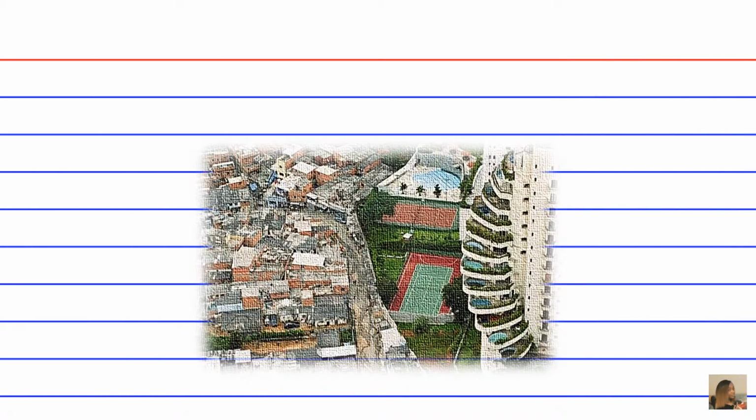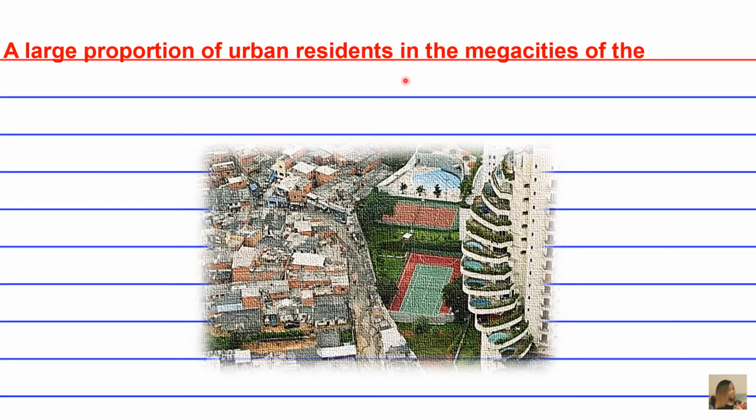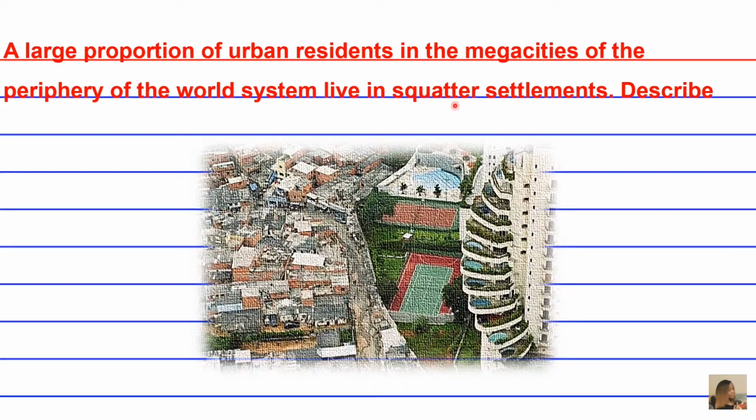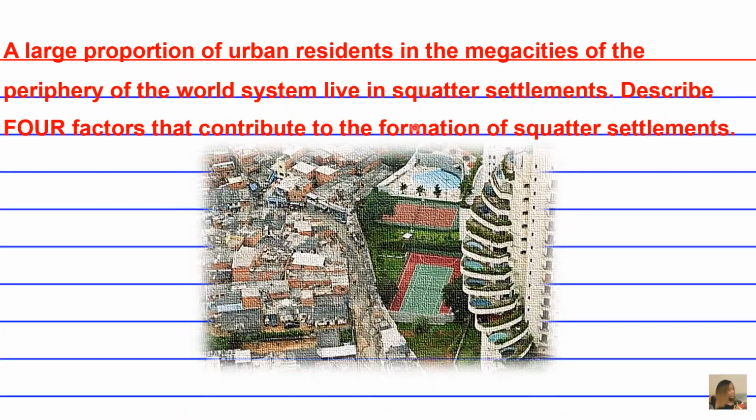All right, so a large portion of urban residents in the megacities of the periphery of the world system live in squatter settlements. The task you have to perform in this question is to basically describe 4 factors that contribute to the formation of squatter settlements.